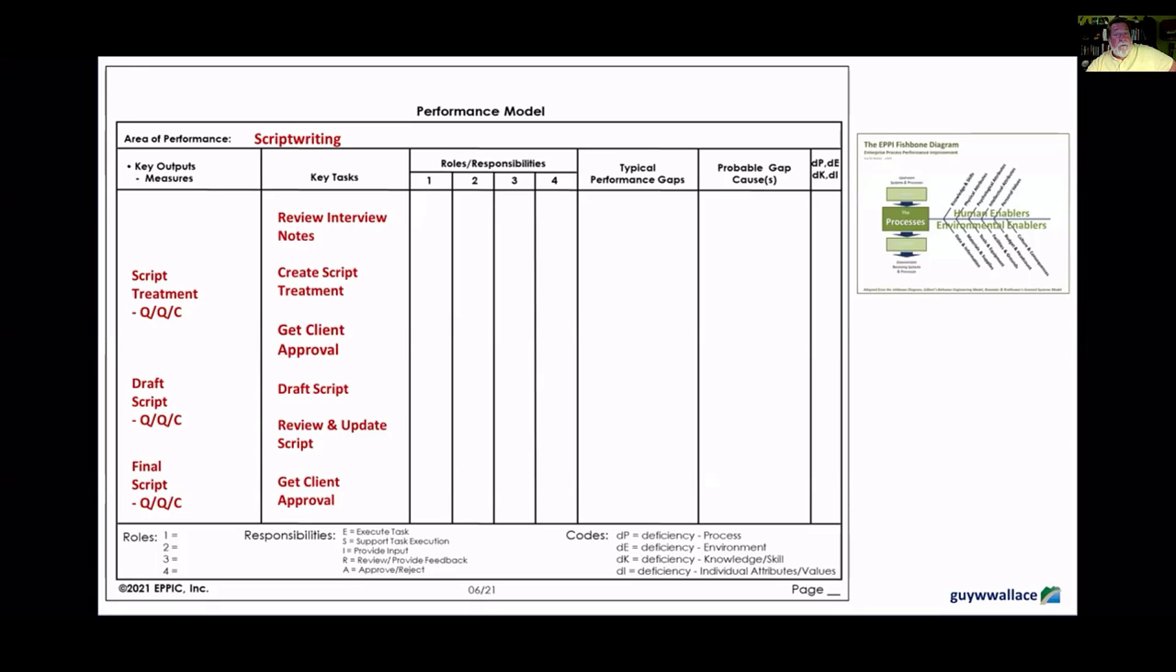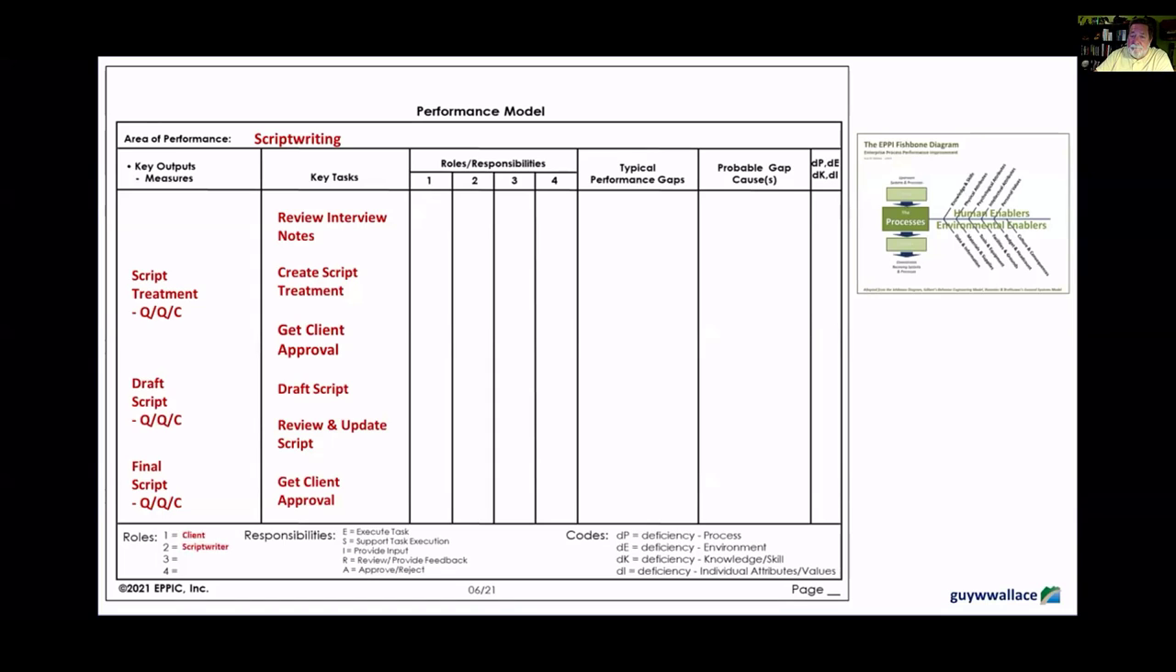So these are the tasks. I'm just making this up real quickly here. Remember, this is going to be similar to the exercise I'm going to give you in just a little bit. So just big, broad tasks: review the interview notes, create the script treatment, get the client approval, draft the script, review it, update it, get the client final sign-off.